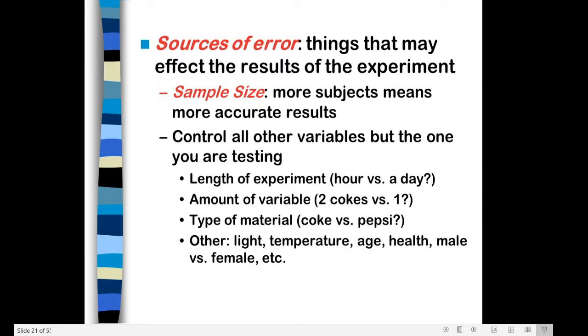In error calculation, there may be variation in the length, variation in the amount or quantity measurement, variation in the type of material, and errors from light, temperature, age, health, male, female, any kind of that. Based on the name itself, we say okay, this is a boy's name, so we put male, or female. That may be an error in clinical research.